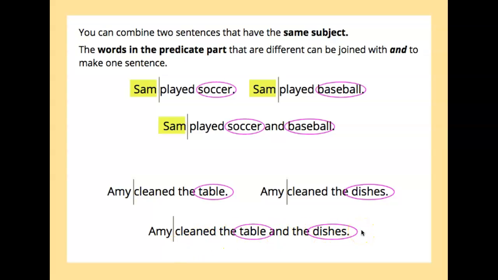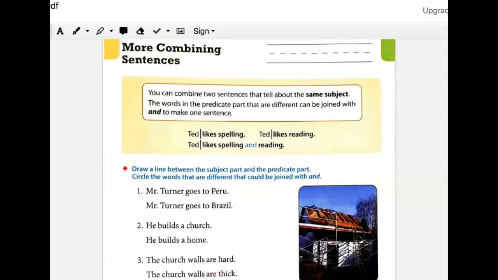Let's go to our work text, page 289. Page 289, more combining sentences. We learned today that we can combine two sentences that tell about the same subject. And the words in the predicate part that are different can be joined with the word and to make one sentence. For example, Ted likes spelling. Ted likes reading.